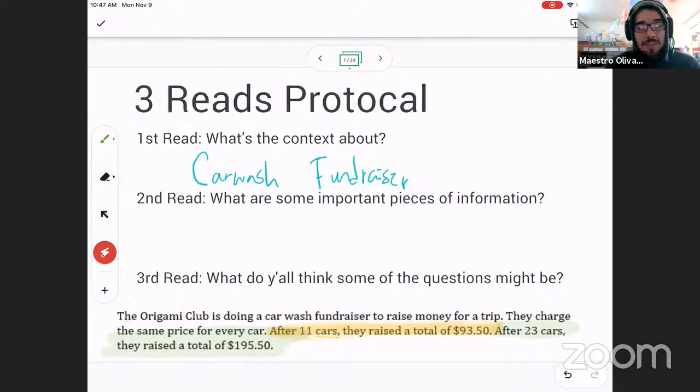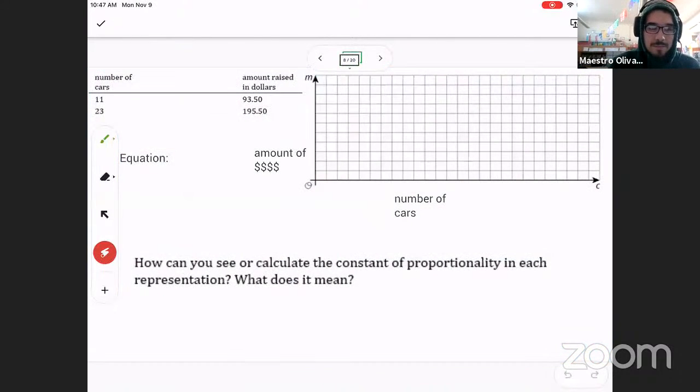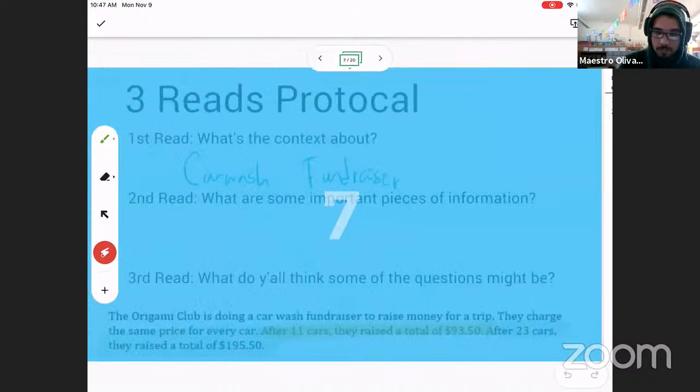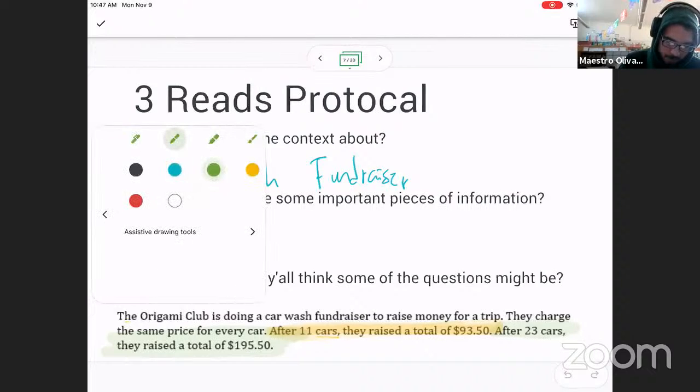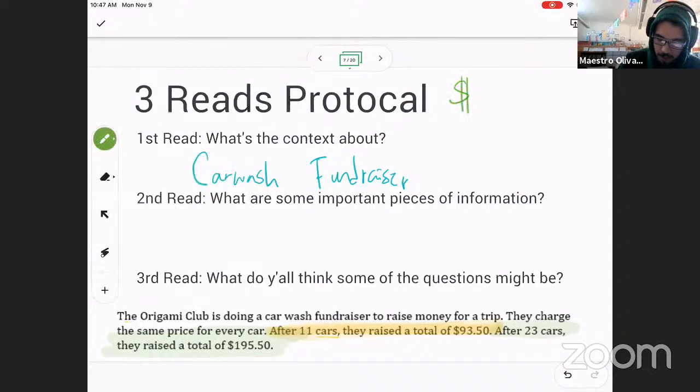All of you are asking, how much is it to wash one car? What is the unit rate? And you are absolutely correct. That is actually the question that we're going to ask you. What is the unit rate? So, does anybody have the unit rate? Does anybody know how much they're charging per car? Right, we want to know what's the total cost per car.